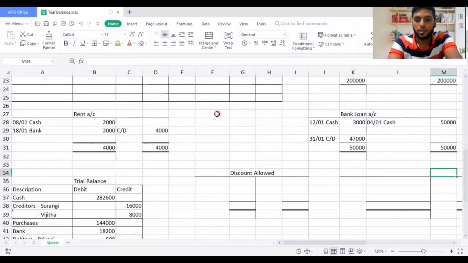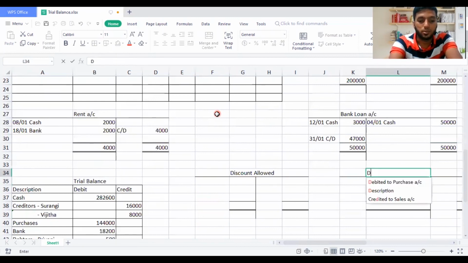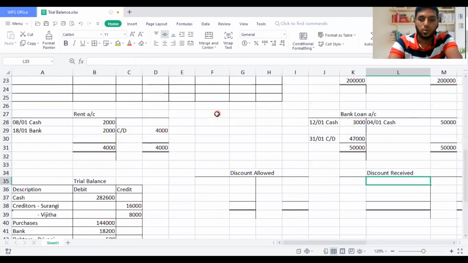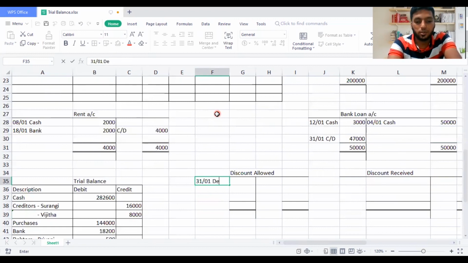And then I will transfer it as discount received. So we have two types of accounts: discount received and discount allowed. I can take discount allowed on the month end, 31st. First, we got from debtors. You all remember? We'll move on to this debtors column.